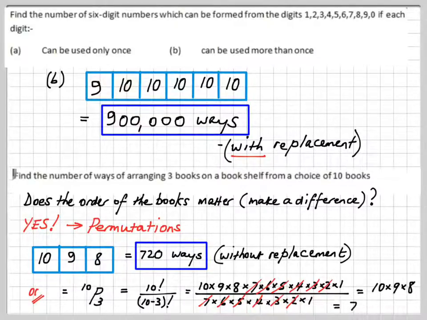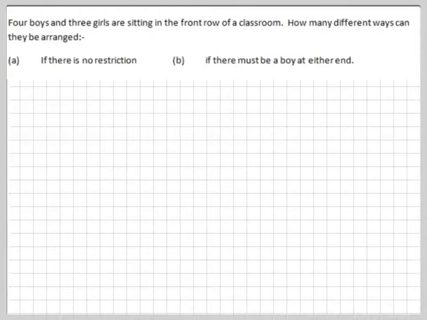10 times 9 times 8, which is 720, and Mr. Box is awaiting. Thank you, Mr. Box. Get it? It's rather marvellous, isn't it? It's good to exercise the brain.